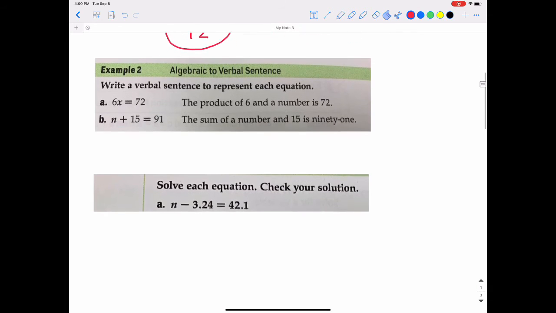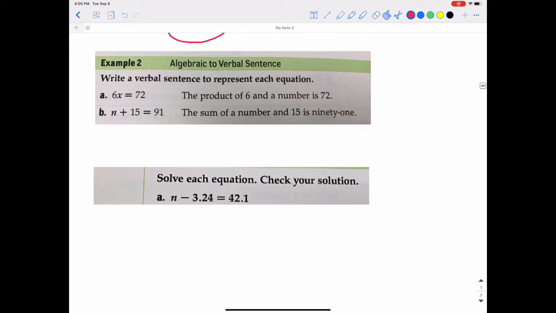Example number 2 is in reverse. They give you a verbal sentence and you change it to a mathematical sentence. They change it to a verbal expression. These are probably the easier ones because you could literally write it out, like part A could be written out as 6 times x is 72. That would be perfectly fine. Or you can see how they wrote it. They wrote it as the product of 6 and a number is 72.